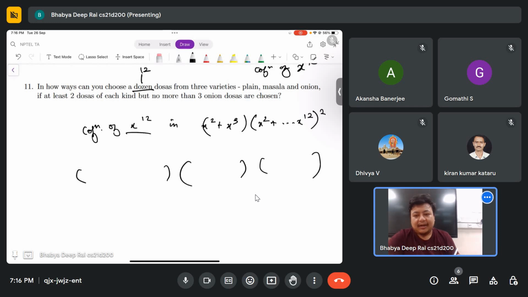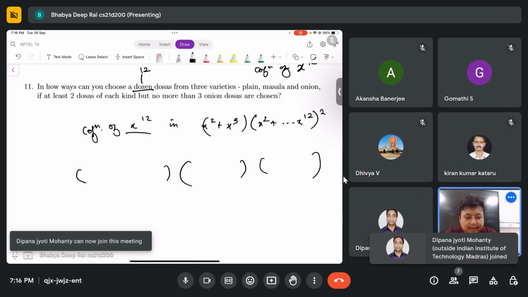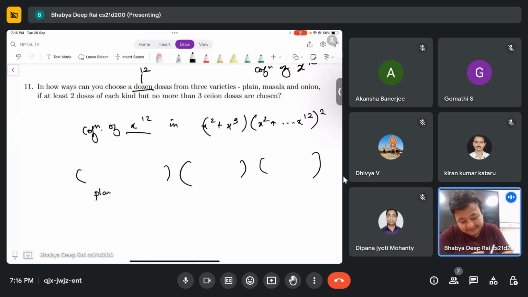Right? And they are saying at least two dosas of each kind are needed. So let's look at plain dosa. At least two dosas, so I'll start my numbering from x to the 2, and then x to the 3, and then x to the 4, x to the 5, and so on till x to the 12.